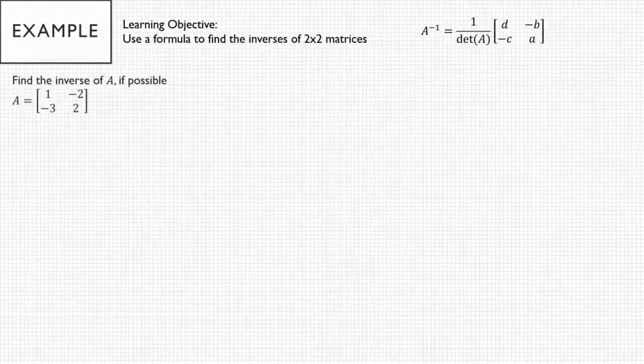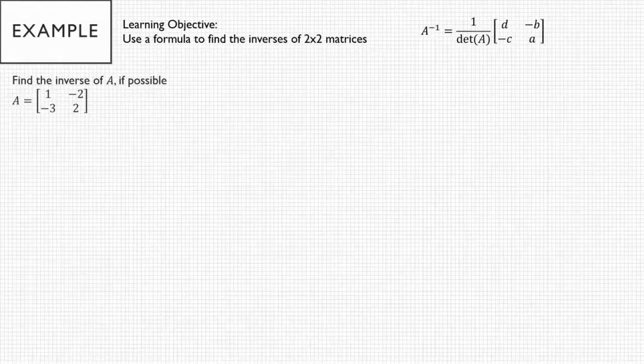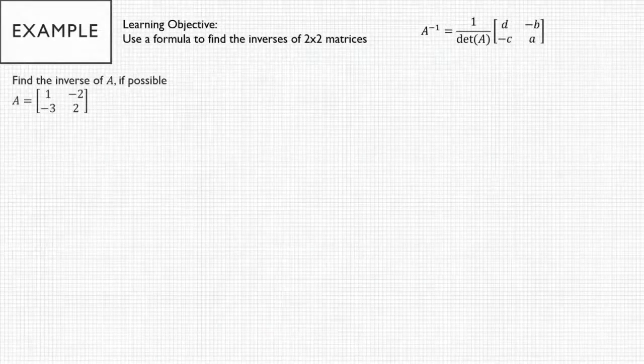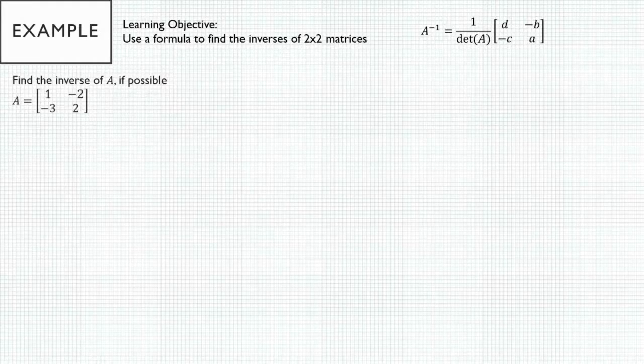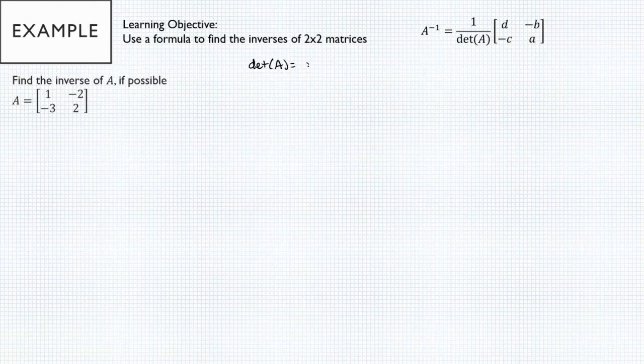So let's do this. And I copied the formula for the determinant up there so that we have that. So we've got the inverse of A. It says if possible because not everything has an inverse. So the first thing we want to do is actually find the determinant. So the determinant of A again is A times D minus B times C.